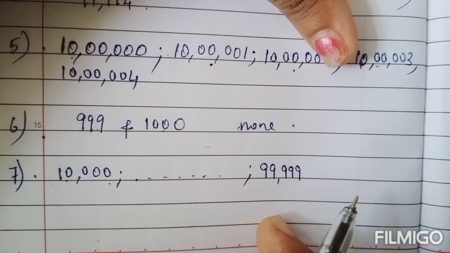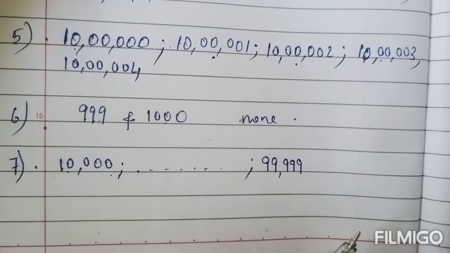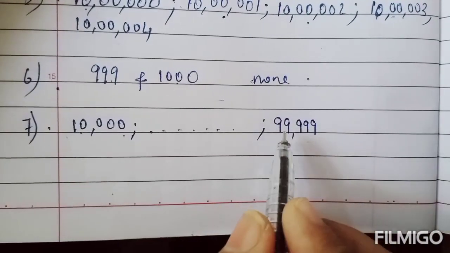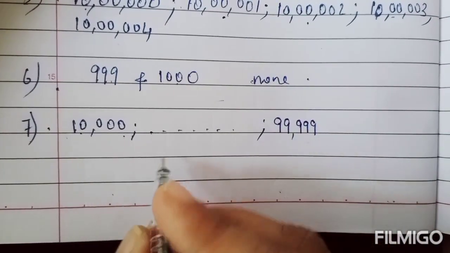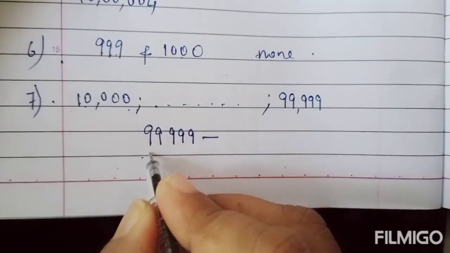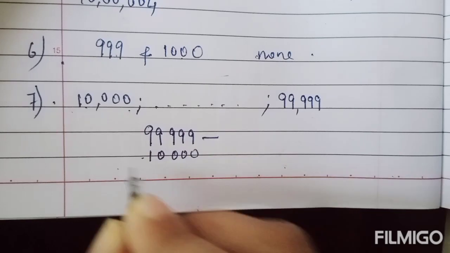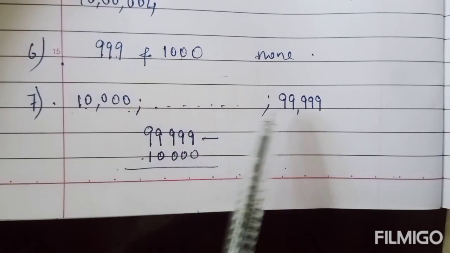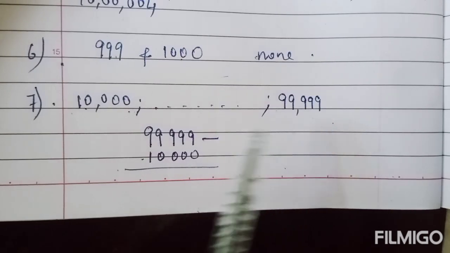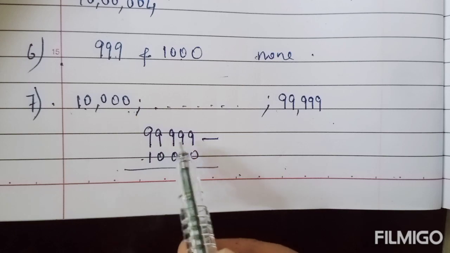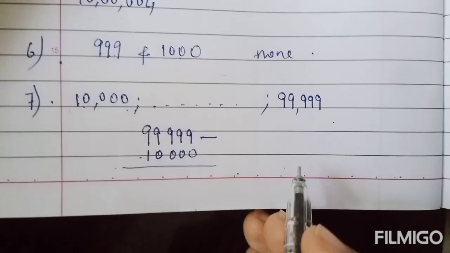So starting from 10,000 up to 99,999, how many numbers are there? You have to find. Okay, so how can you find? Just subtract 99,999 minus 10,000 first. In order to find that, just subtract 99,999 and 10,000. So what will you get?